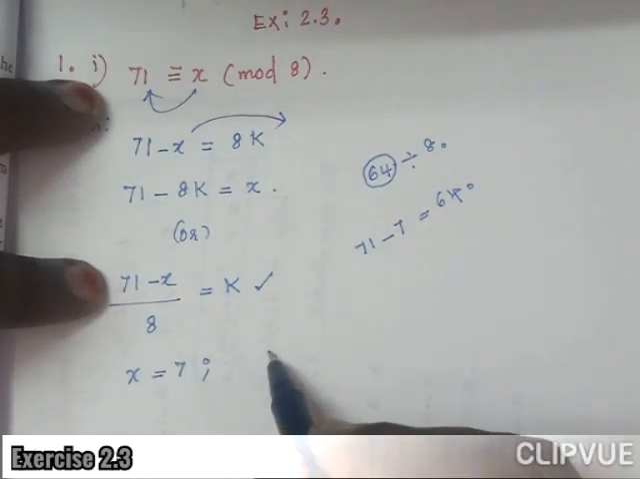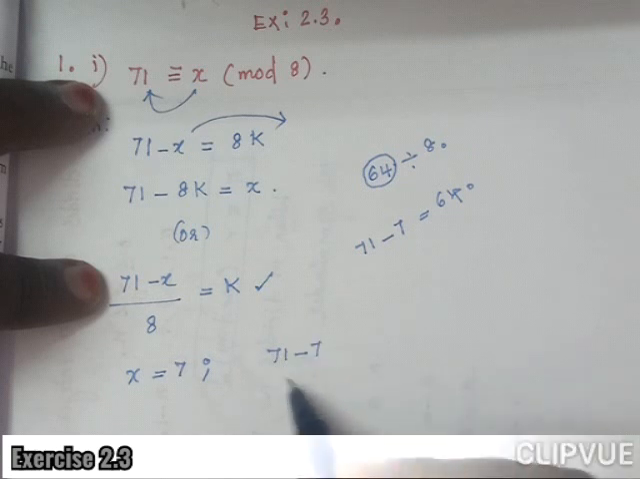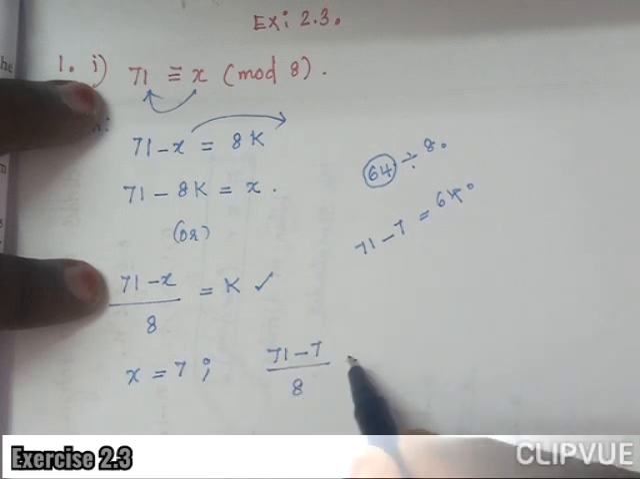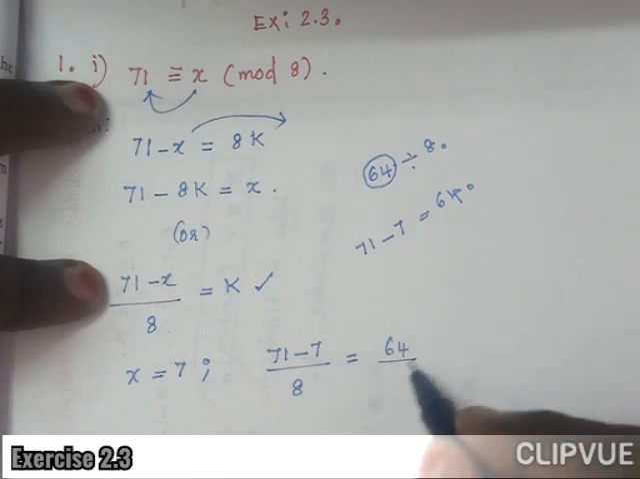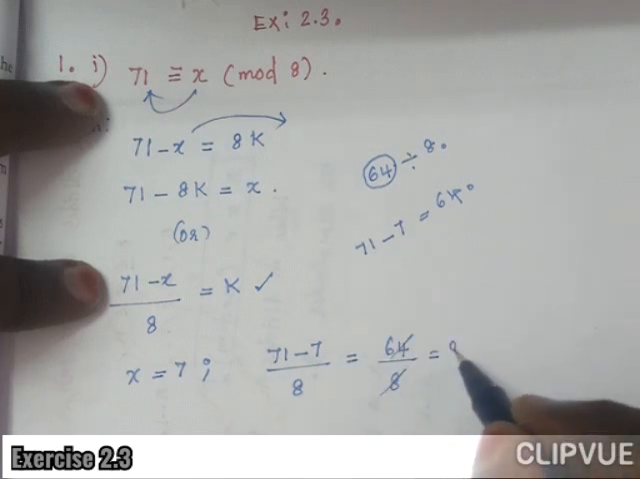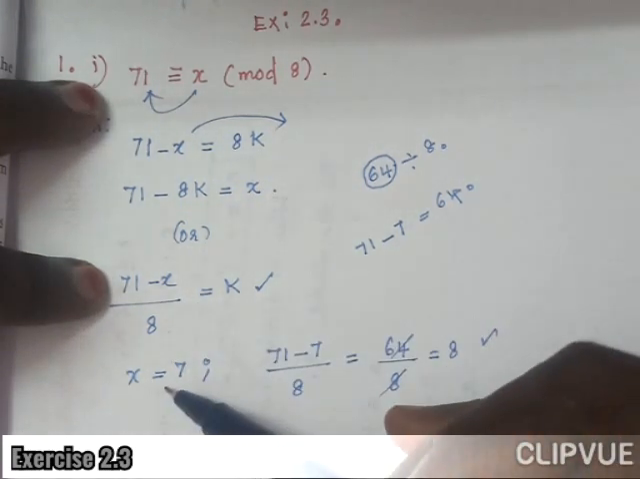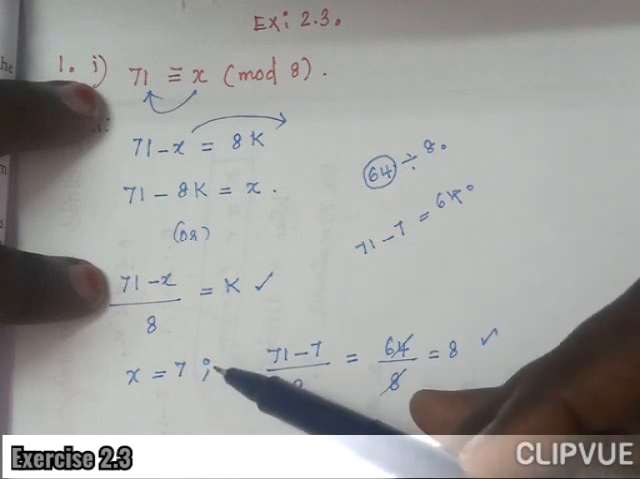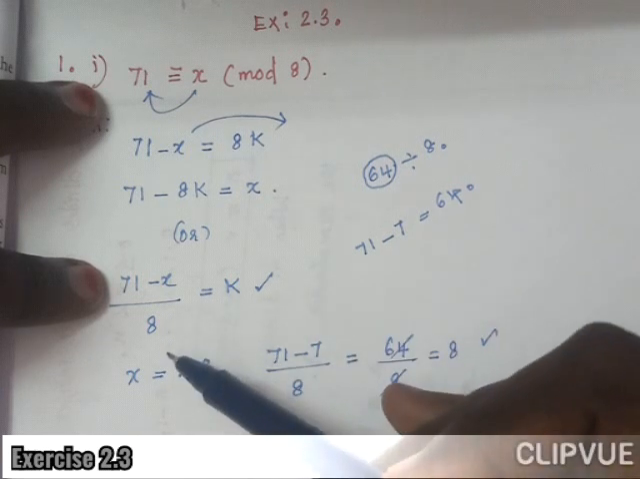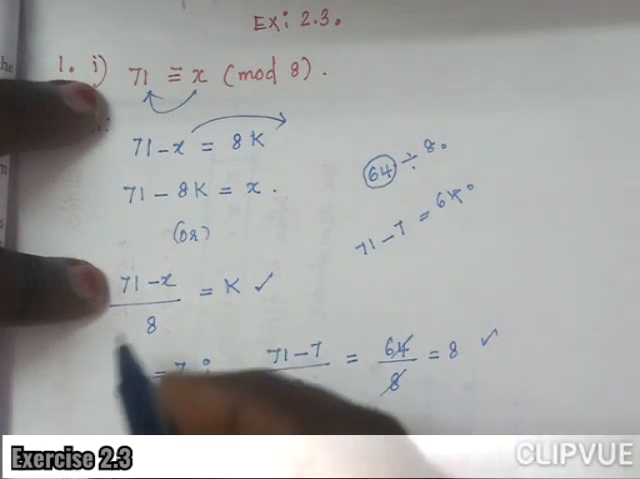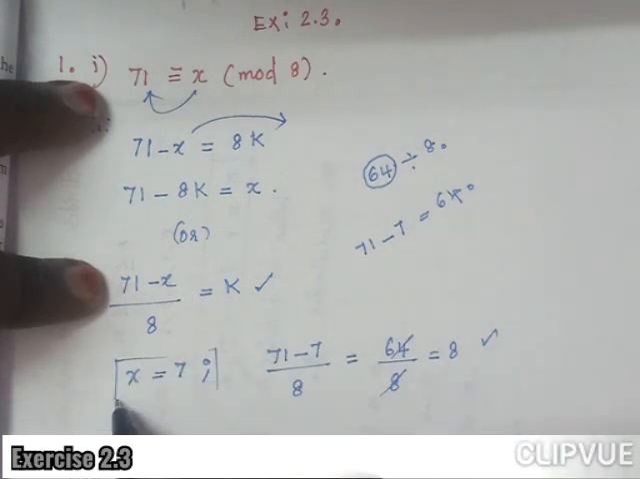So 71 minus 7 is equal to 64, divided by 8, which is 8 times. After assigning the value x equal to 7, it will be divisible by 8. Therefore, the required value of x is equal to 7. This will be the least positive value.